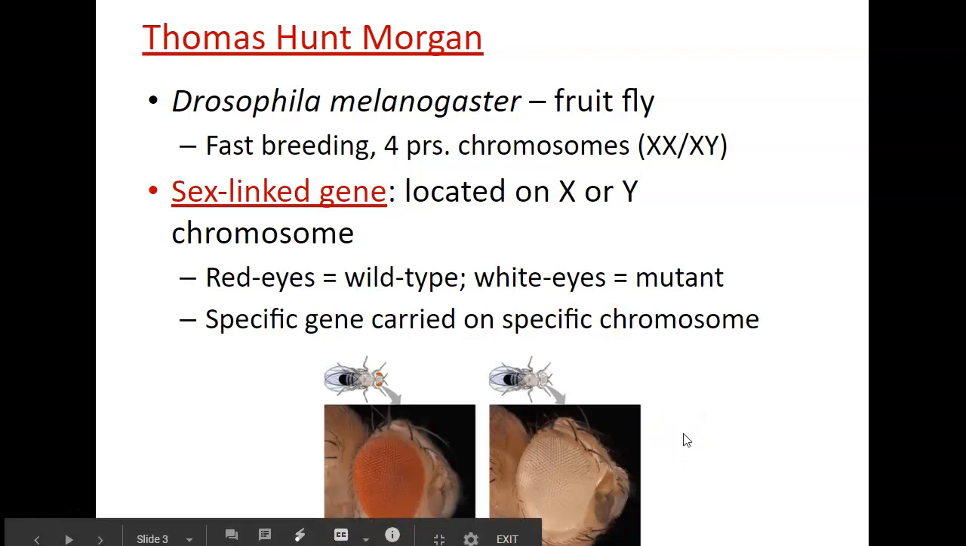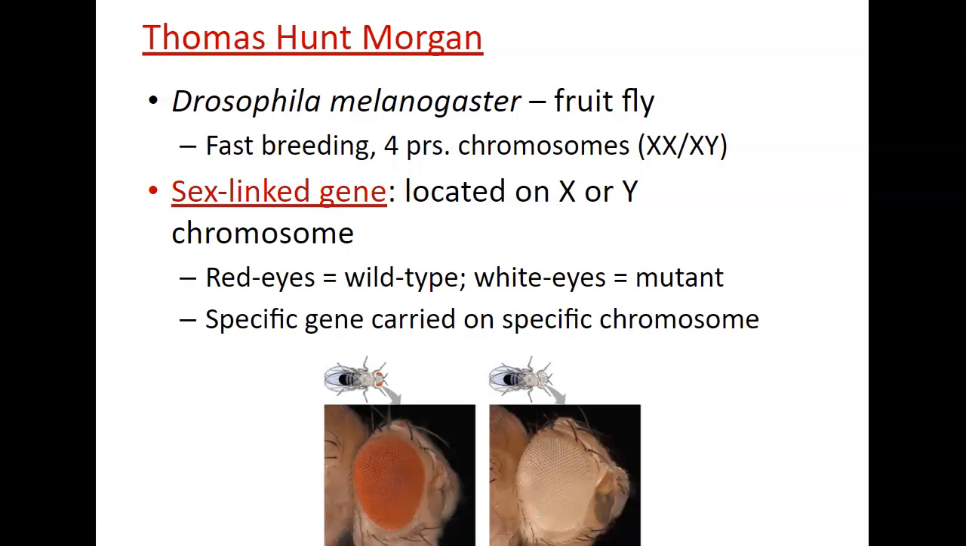But some examples of fly sex-linked genes include eye color. The phrase wild type really means that's what is out there in the world. That's what's considered normal in a wild fly, so it's kind of the comparison. Whenever you see wild type, that's just whatever the normal is. So red eyes is the wild type for a fruit fly. White eyes would be considered the mutant version. And this specific gene is carried on a specific chromosome.